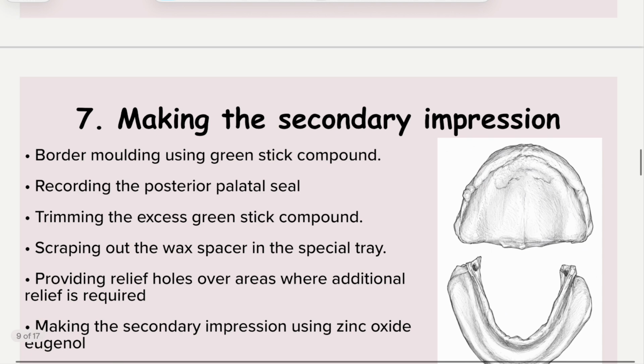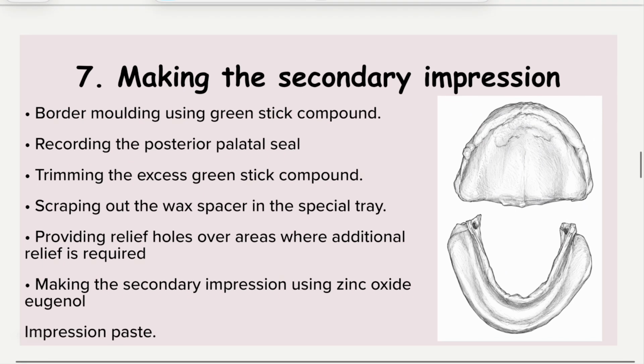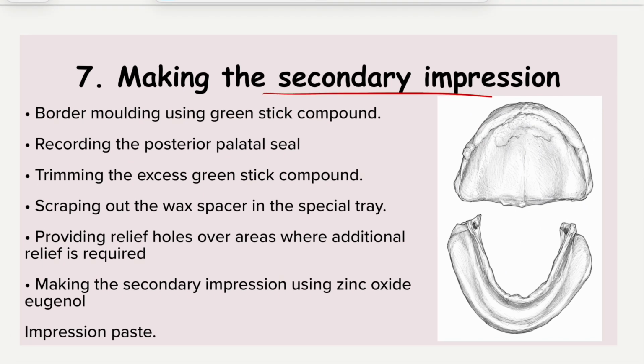Okay, so once the primary cast is poured and the spacer and the spatial tray is fabricated, we will go for the secondary impression. So in secondary impression, the first step is border molding, and we do the border molding using the green stick compound. Now the border molding is done to record the vestibular area. Okay, so we will put the green stick compound on the border of the tray, and then we will try to record the vestibule and also the posterior palatal seal area.